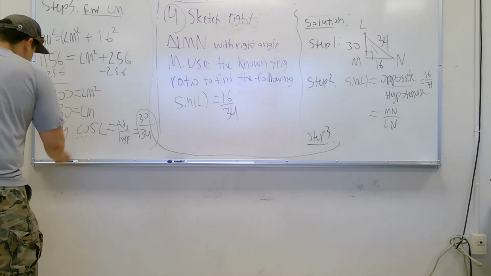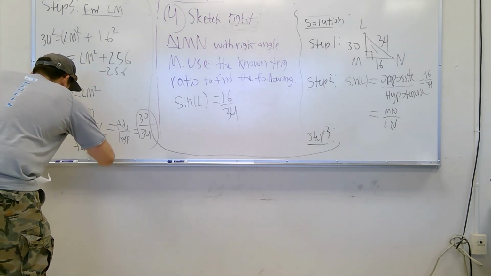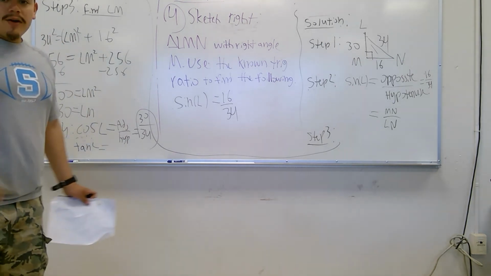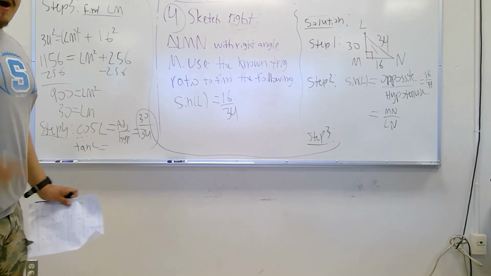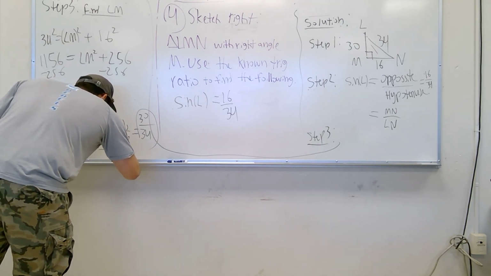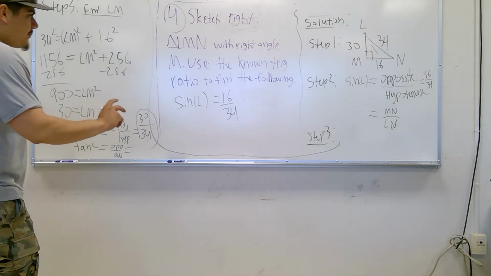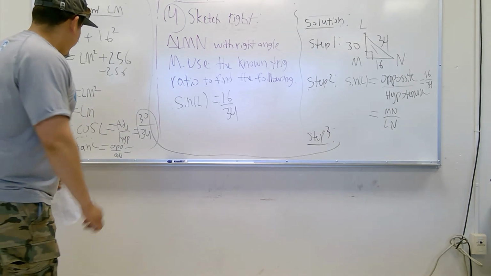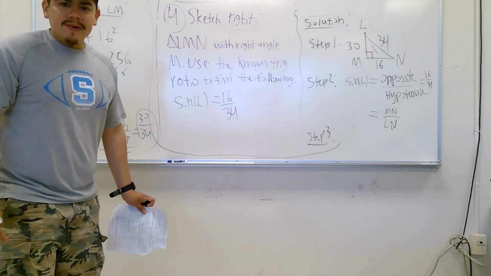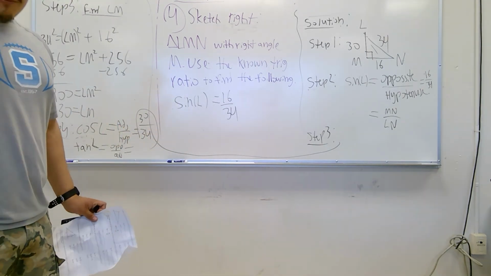Okay, now cosine L is done. Let's do tangent L. Remember, tangent is TOA: opposite over adjacent. These could vary. Tangent L is different from tangent M. They all vary because of the reference angle.